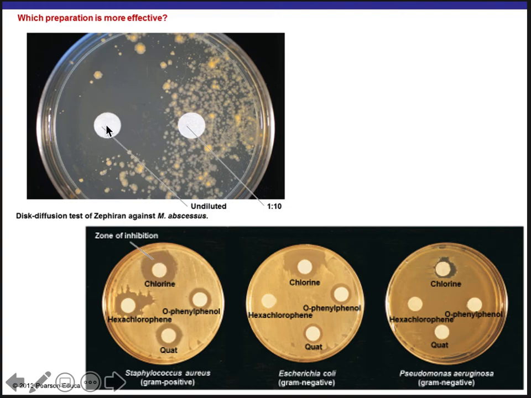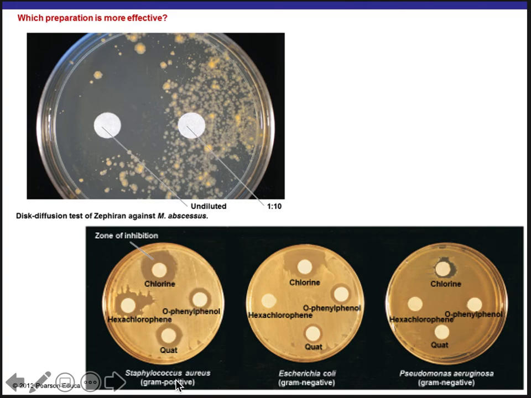So here we see the undiluted form of disinfectant and the diluted form. And the diluted form is a 1-to-10 dilution, and you can see that you have lots of colonies, and it doesn't seem to affect these colonies at all, right? They're growing. But with the undiluted, we see a large area of no growth, right? So the undiluted is strong enough to inhibit growth, and the diluted is not.